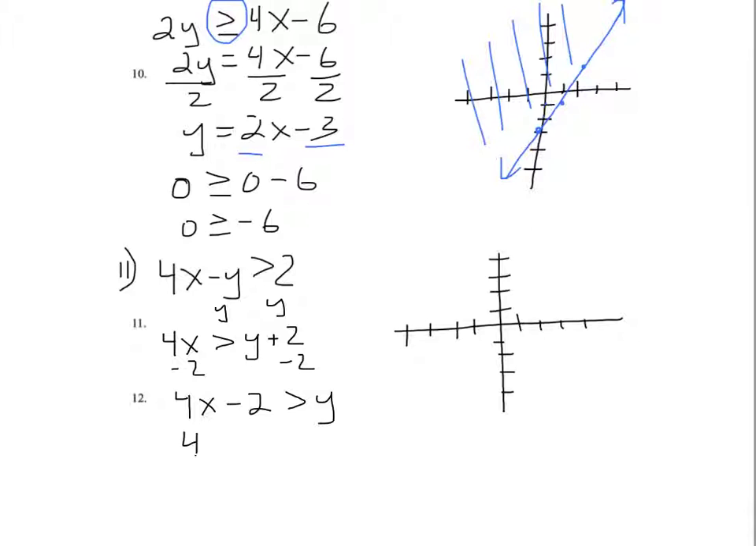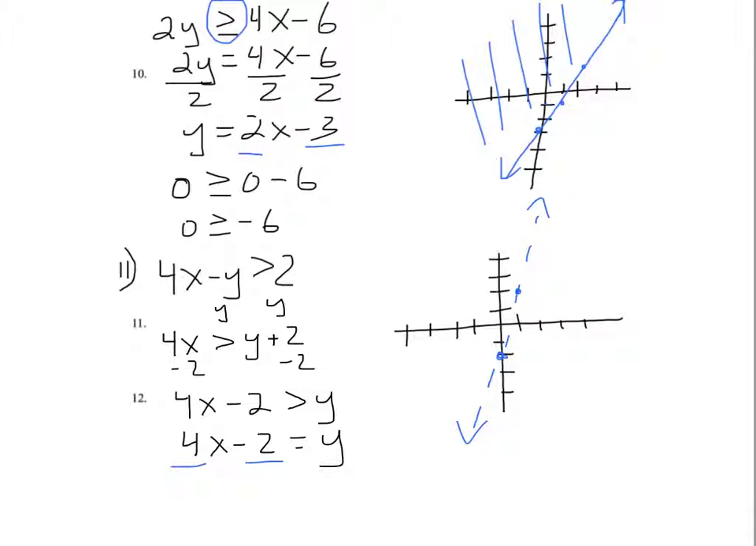Then I look at the line itself, so I just plug in an equal sign. The y-intercept is negative 2. My slope is 4, so 1, 2, 3, 4 over 1. It was just greater than, so it is another dashed line. There we go.